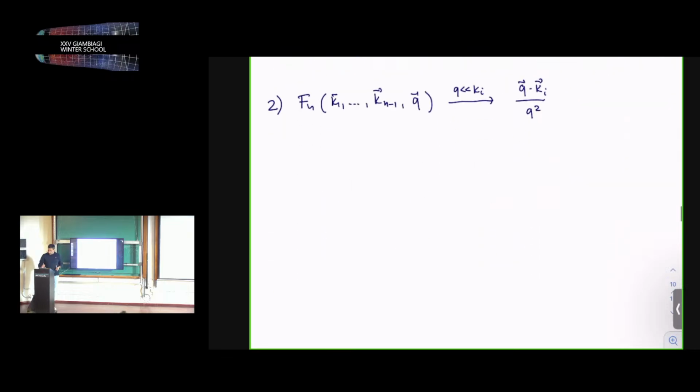And property number two, which is also rather important, and I'm coming back to your question about the physical meaning of this middle term in the F2 kernel. So property number two is the following: if one of these momenta in the perturbation theory kernels is much smaller than the other momenta, then the perturbation theory kernel scales in this way. It is basically proportional to the large momentum k divided by the small momentum q.